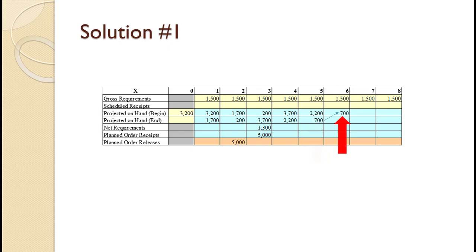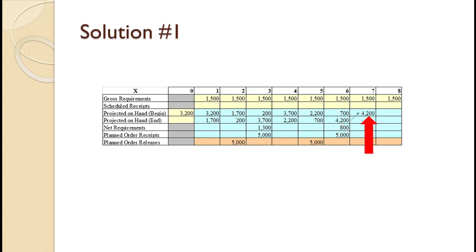Beginning inventory in period 6 is 700. Net requirements are 1,500 minus beginning inventory of 700 equals 800. Due to lot sizing, we must plan on receiving 5,000. Since there is a 1-period lead time, in order to receive it in period 6, we must release the order to either purchasing or production in period 5. 700 plus 5,000 minus 1,500 equals 4,200.